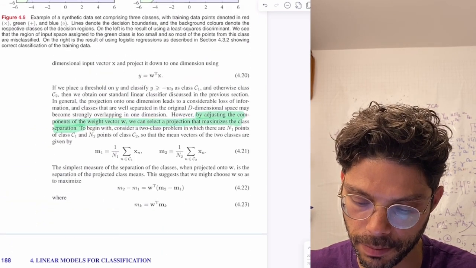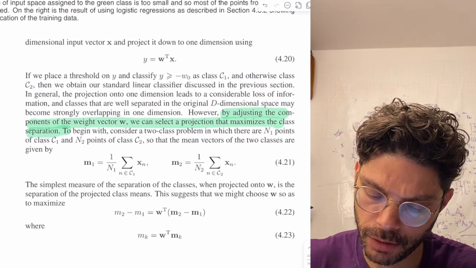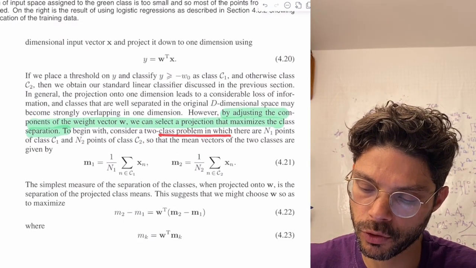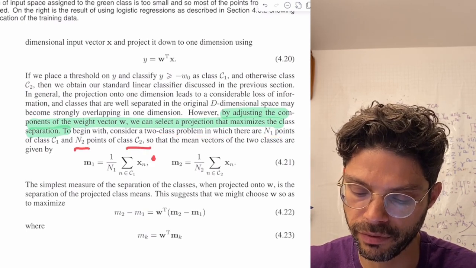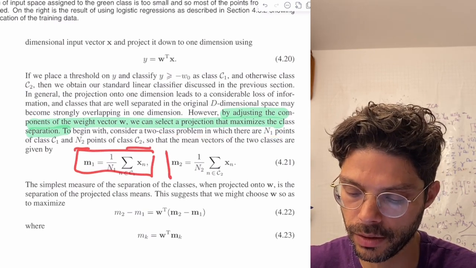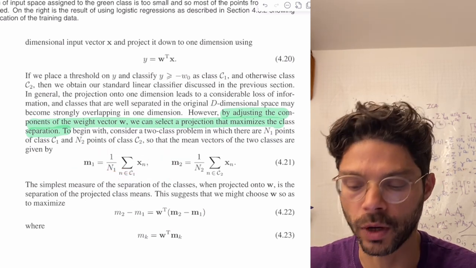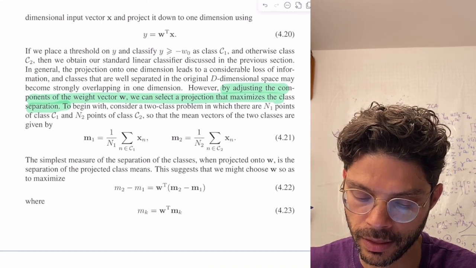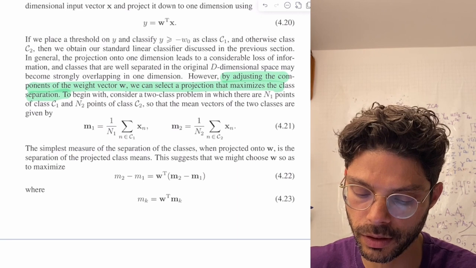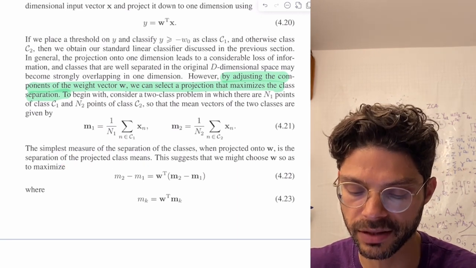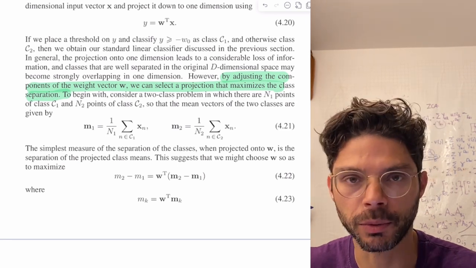Okay, so let's get back to it. To begin with, consider a two-class problem in which there are n1 points of class C1 and n2 points of class C2, and then we define their class means that way. Notice that we're just looking over the points in each one class or the other class. The simplest measure of the separation of the classes when projected onto w is the separation of the projected class means. That's probably what you would come up with first, right?